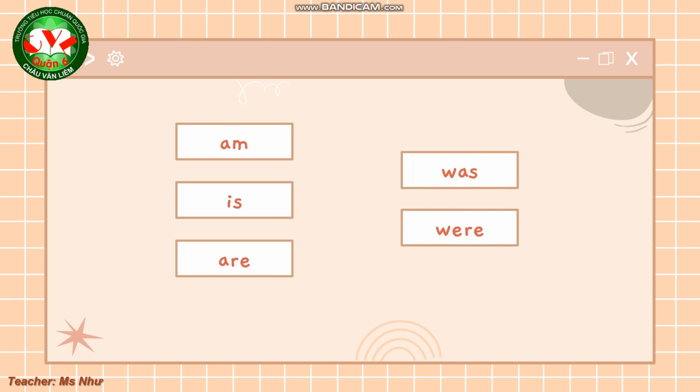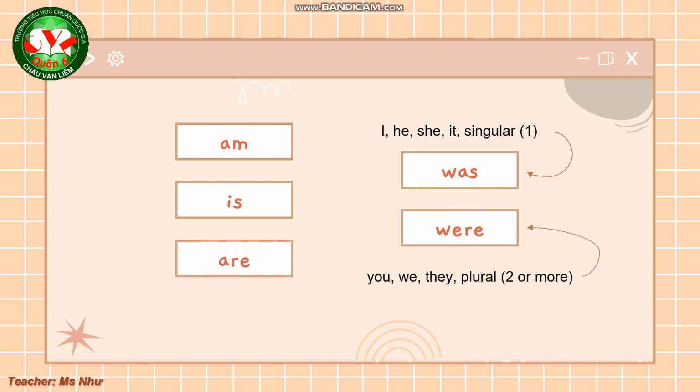Now I will remind you. Was is used for I, he, she, it, and one person or one thing. I was, he was, she was, it was. And were is used for you, we, they, 2 or more people, or 2 or more things. You were, we were, they were.